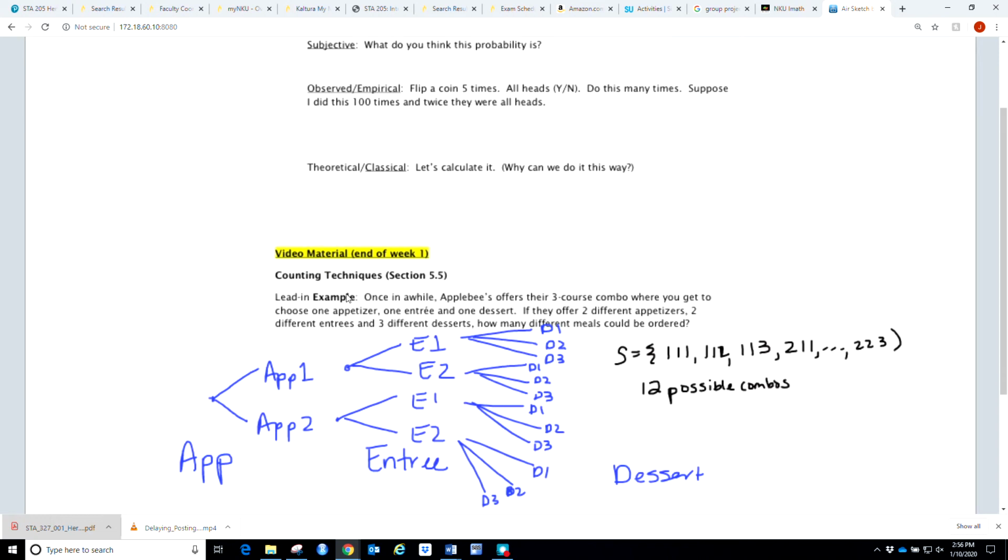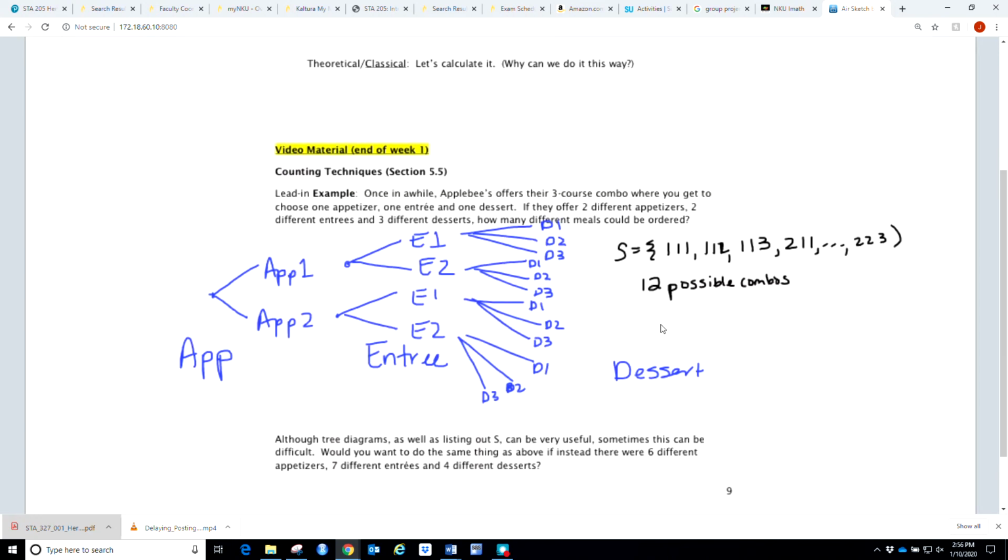So going back to our example here, where did I get that 12? Well, that 12 came from, there was 2 appetizers, 2 entrees, and 3 desserts. So that's where I'm getting that 12. So how would this apply to our one down here? So what if there were 6 appetizers, 7 entrees, and 4 desserts? Well, then I would just take the 6 times the 7 times the 4 to get me 168 different possibilities there.